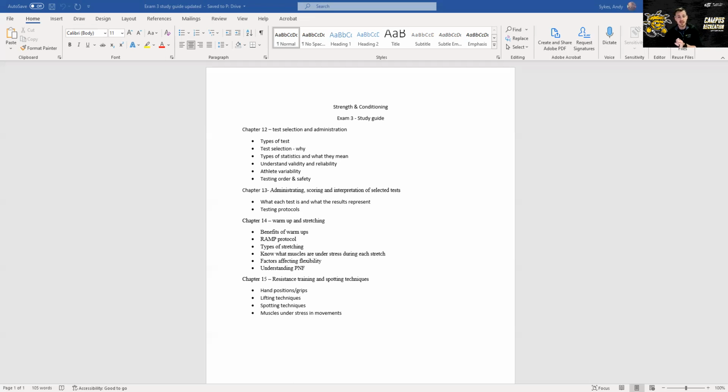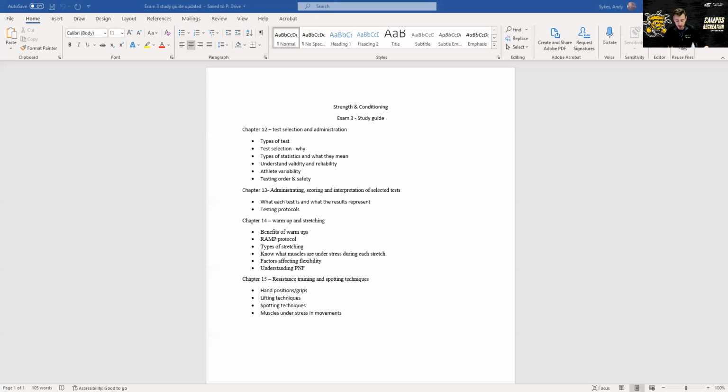Testing order and safety. Okay, you've got to select these tests. Hopefully they're valid and you're choosing what tests. And this goes into your semester projects. So not only are you being tested on multiple choice through this exam, but now learn that information and then apply it to your semester project. Testing order goes basically on energy systems.